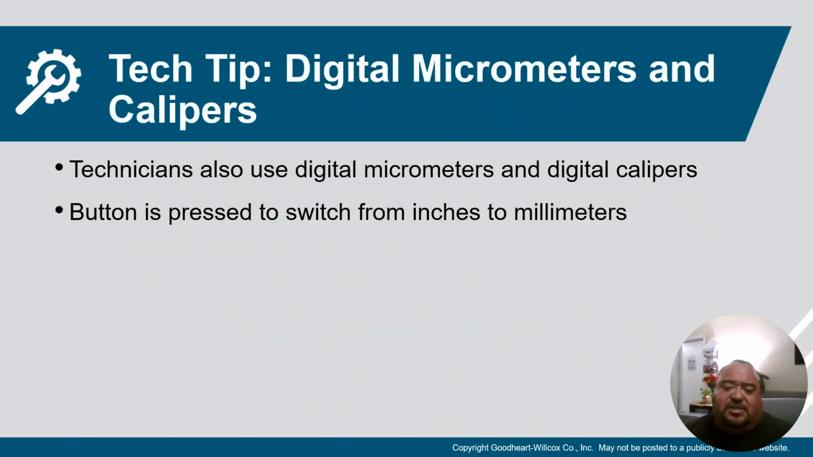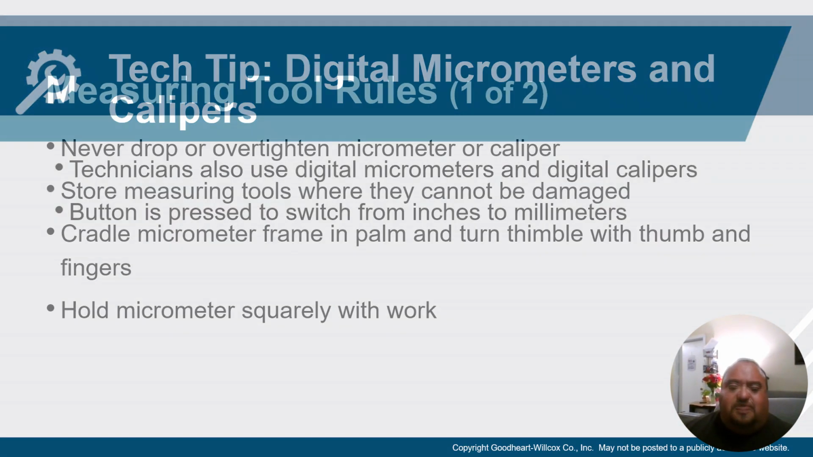There are also now digital micrometers and calipers. This takes the guesswork out of it because the readings are digital. Technicians use digital micrometers and digital calipers because you can press a button and switch from inches to millimeters depending on what you need. It's a widely used tool and is very simple to use.